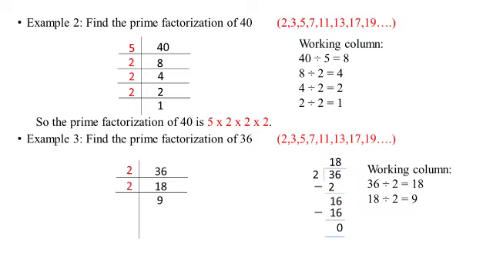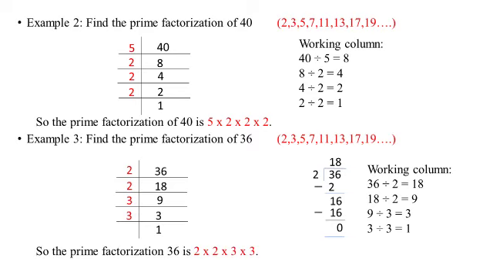Now 9 is divisible by a prime number 3. So we divide 9 by 3, which gives 3. We write 3 below 9. Now 3 is a prime number. We divide by 3 itself. So 3 divided by 3 gives 1. We write 1 below 3. Since we got 1, we stop dividing. Now, prime factorization of 36 is 2 into 2 into 3 into 3.